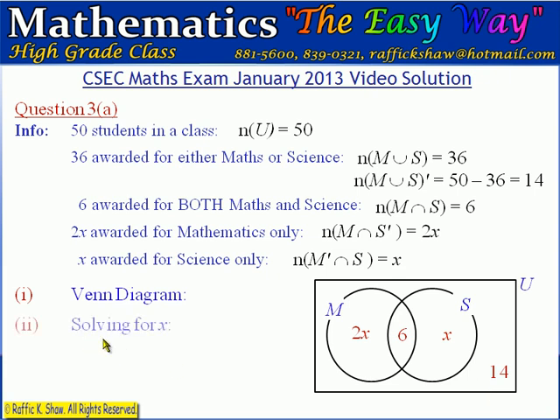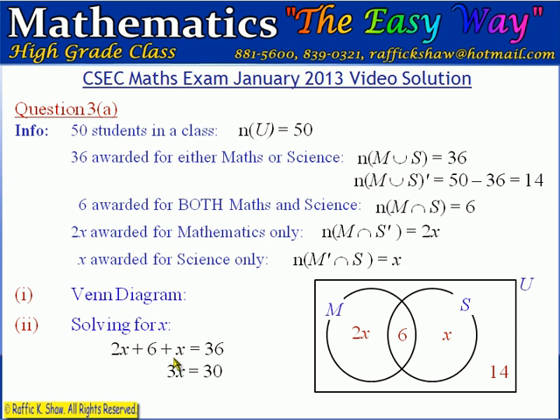And now part 2 wants us to calculate the value of x, and we can use the fact that the total in the union of students awarded for math and science was equal to 36, and so the total of 2x, 6 and x here would be equal to 36, and therefore we can write our equation to represent that information. 2x plus 6 plus x equals 36, that the number of students in the union of math and science is equal to 36, and so we can simplify this equation down to 3x equals 30.